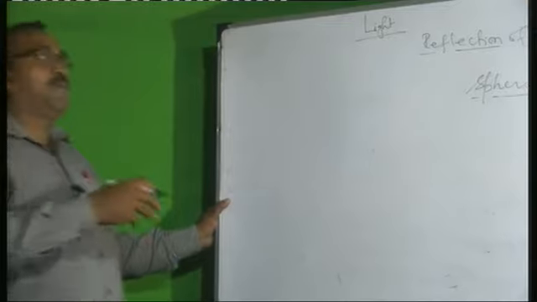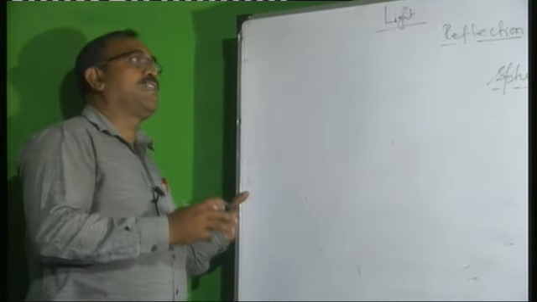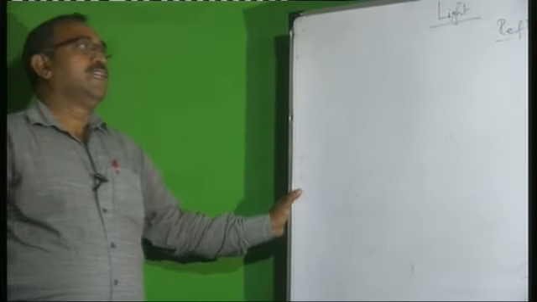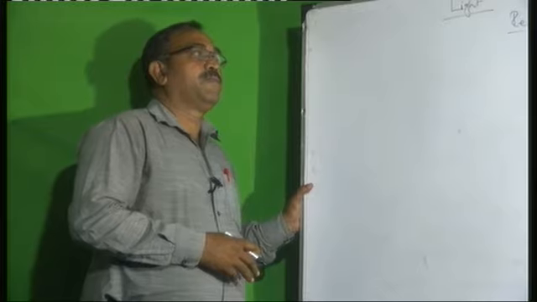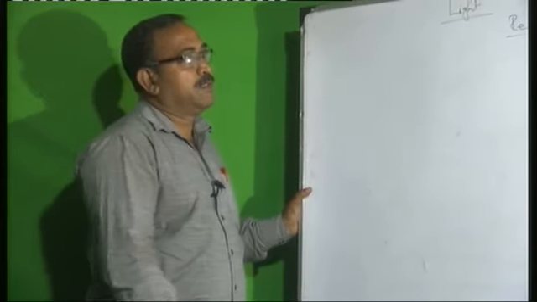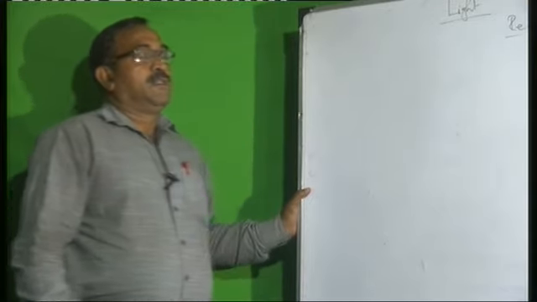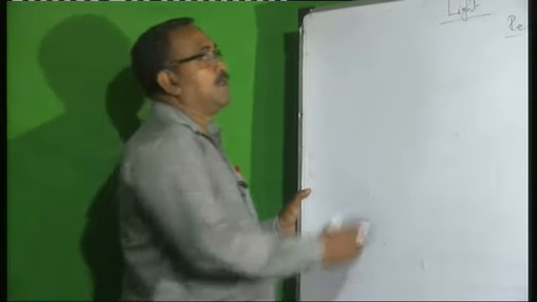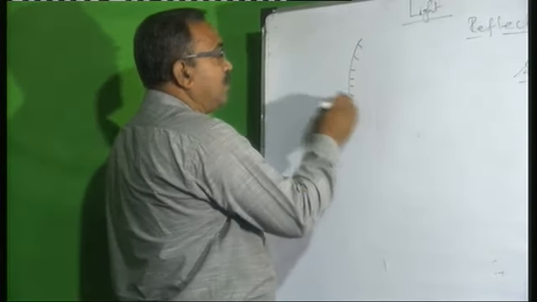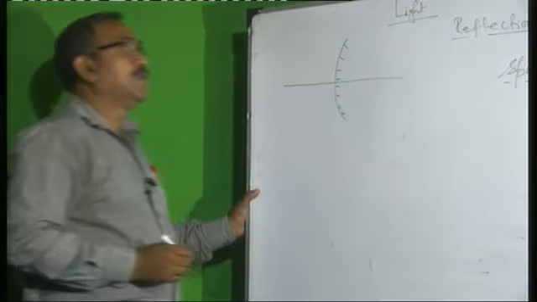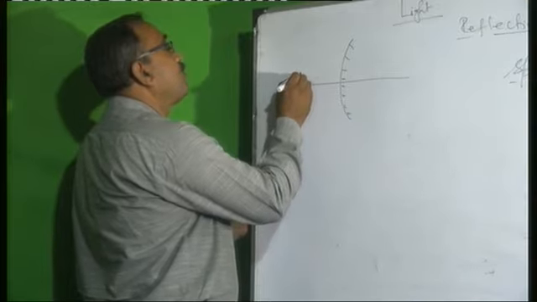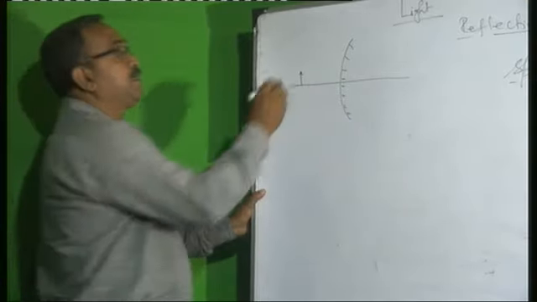If the object is placed in front of the convex mirror, image will always form in between the pole and the focus. Is it correct, yes or no? Yes. Because you know it. If the object is placed in front of the mirror, which type of mirror? Convex mirror.